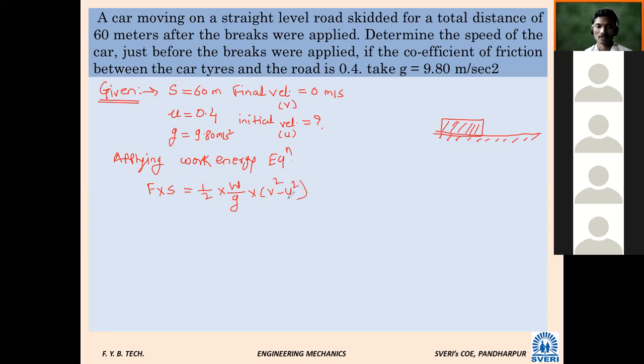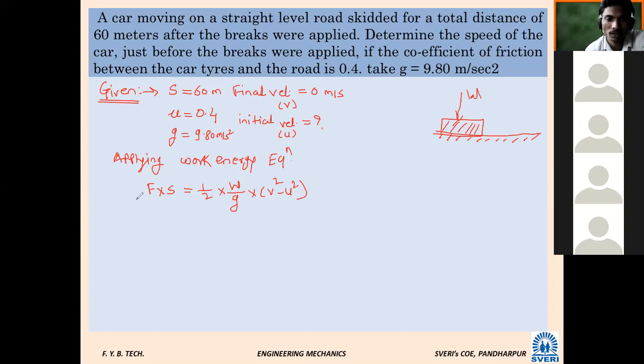Now let us see which terms are known to us. Is F known to us? No, F is not known. Is W known? No. But what we know is g, V, displacement, and the coefficient of friction is given. So we should make use of the coefficient of friction. Then how to use it? F is equal to mu times W.